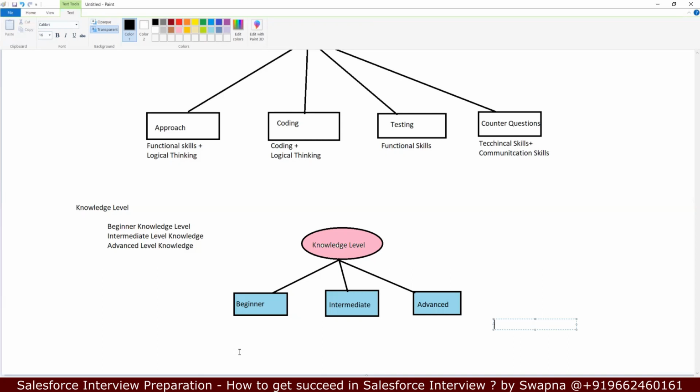To clear an interview, you need to answer 70% of the interview questions and have good communication skills. You need not be 100%. If they ask 5 questions, answering all 5 is not important. If you don't know something, just say frankly, I do not know, I have not worked on it. If you are not clear about that particular functionality, say directly that you don't know it, right?